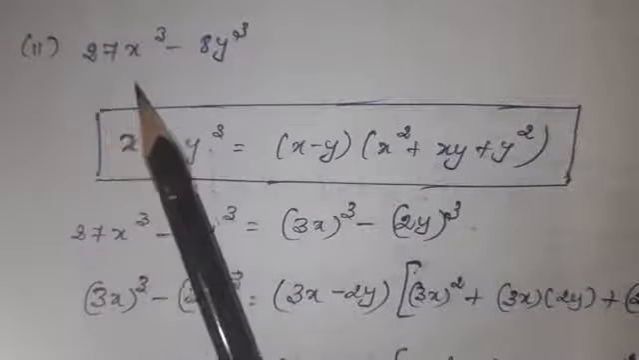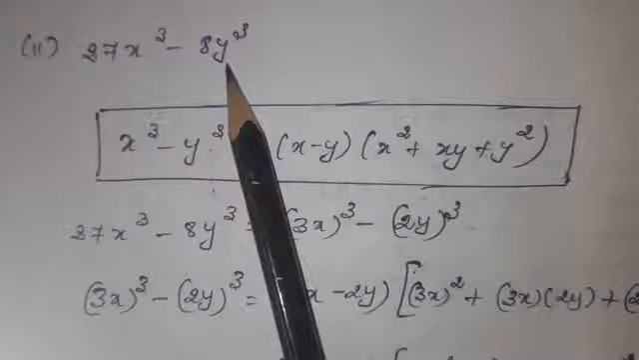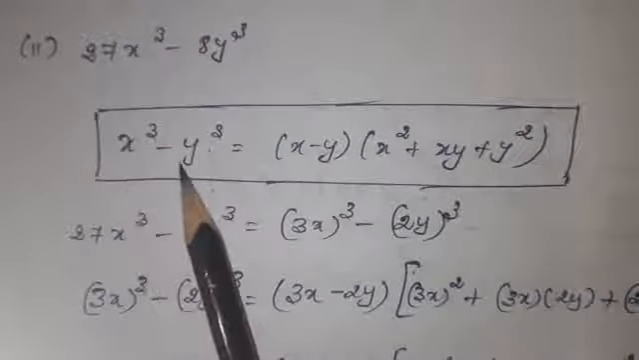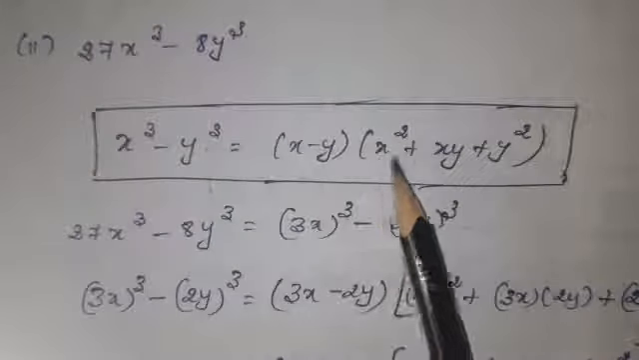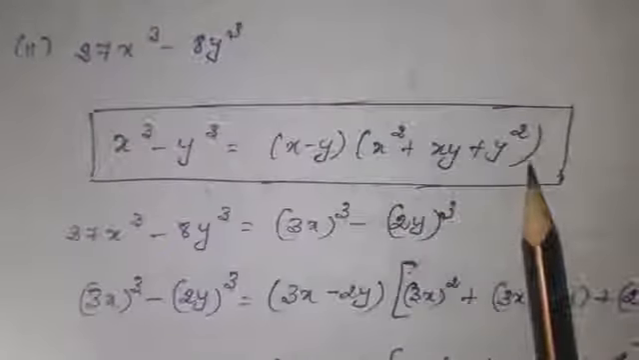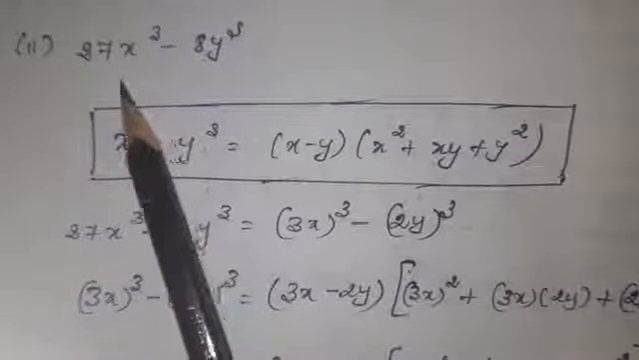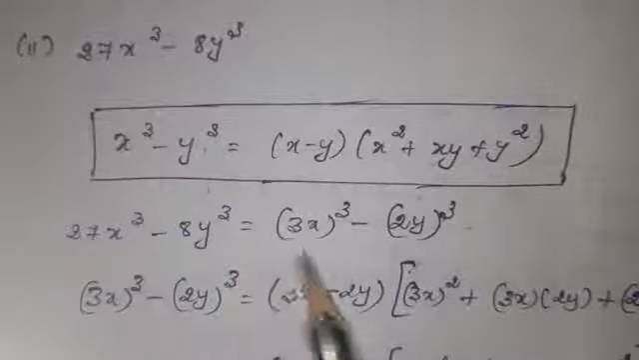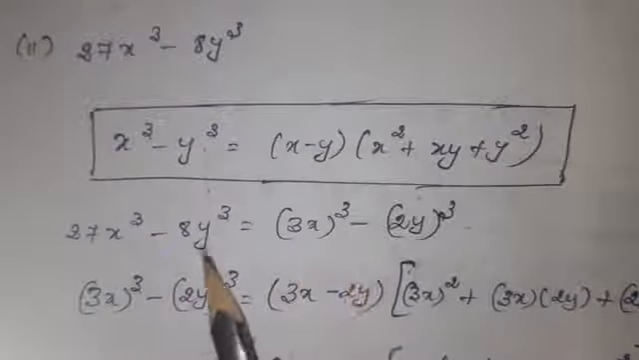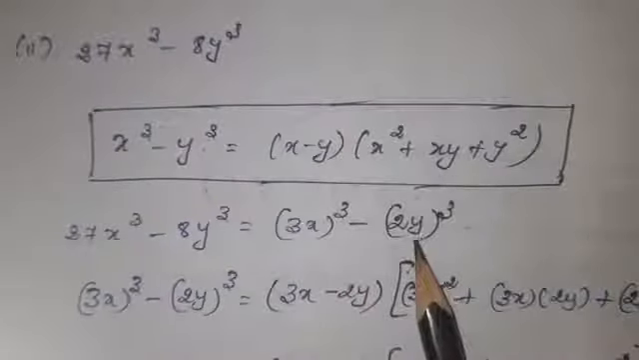Next one, 27x cube minus 8y cube. This formula is x cube minus y cube, so x minus y into x square plus xy plus y square. These are cube numbers, so you change them. 27x cube is 3x the whole cube, minus 8y cube can be written as 2y the whole cube.